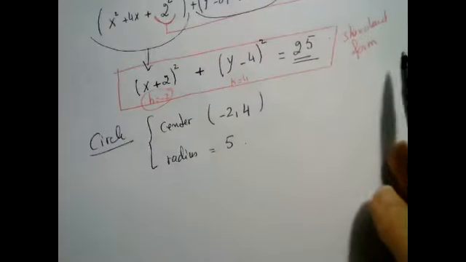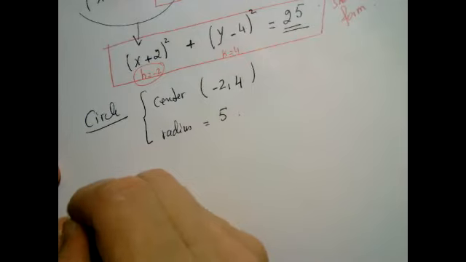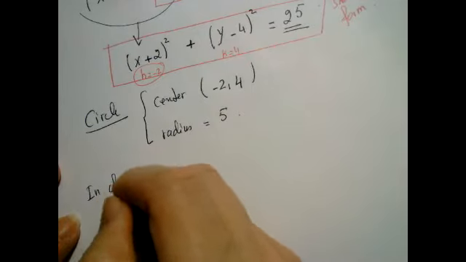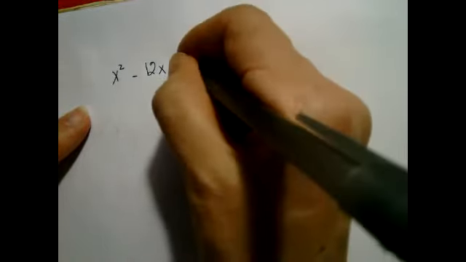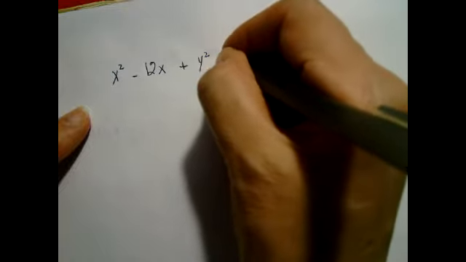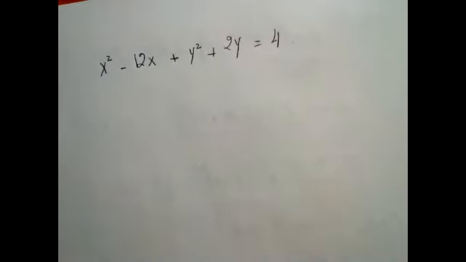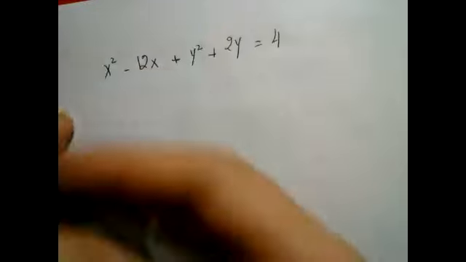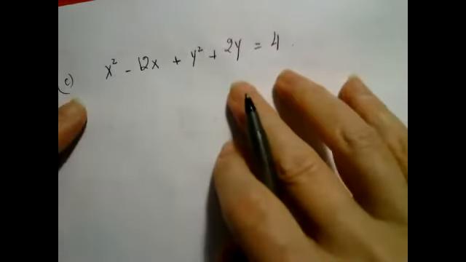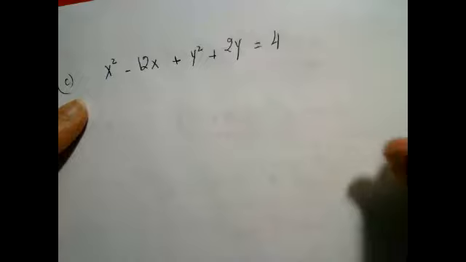Now I'm going to give you one more, but this time I really want you to work with it and see what you come up with. So the same question, but the following. X squared minus 12x plus y squared plus 2y equal to 4. Okay, I want each one of you to take it. And the question is, find the radius and the center of the circle.